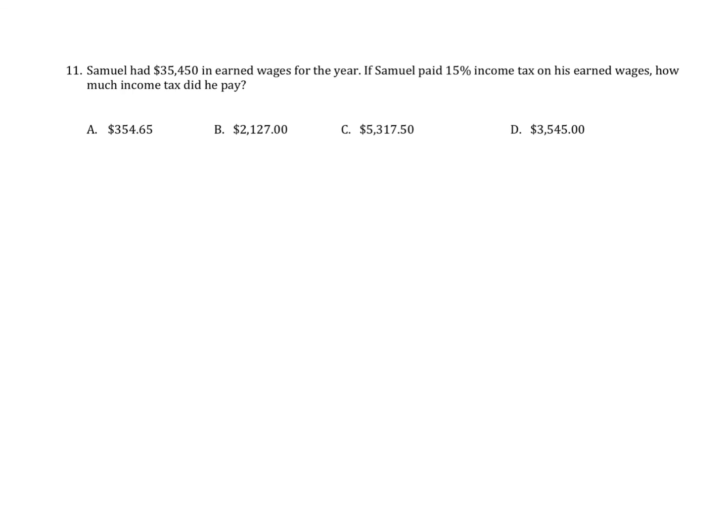Number 11 says Samuel had $35,450 in earned wages for the year. If Samuel paid 15% income tax on his earned wages, how much income tax did he pay? So, what we have to do first is make our proportion. We have the total amount down on the bottom left. We have our percent given, top right, and percent is always over 100. We have our question mark, top left. From here, we have to cross multiply.